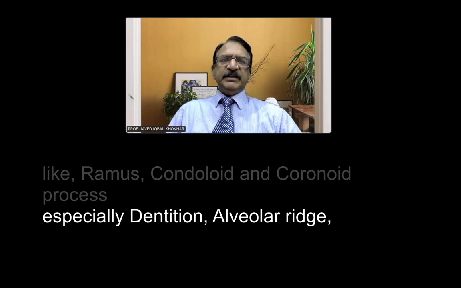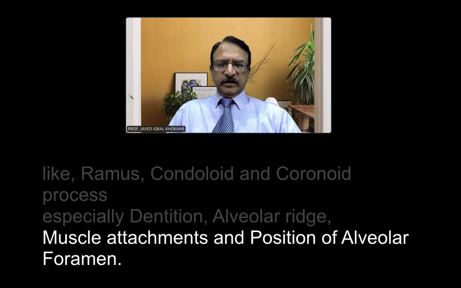Then especially the dentition: primary dentition, secondary dentition, tooth falling off. Then the alveolar ridge is resorbed in old age. Then muscle attachment and the position of the alveolar foramen are important. The alveolar foramen in the child is at the lower level. In middle age, it is in the middle, and in old age, it is at the upper border.